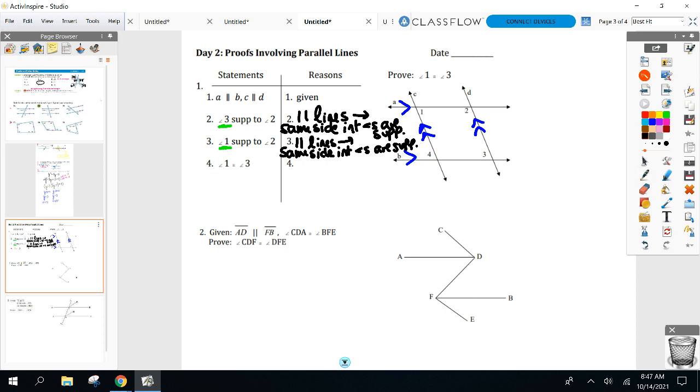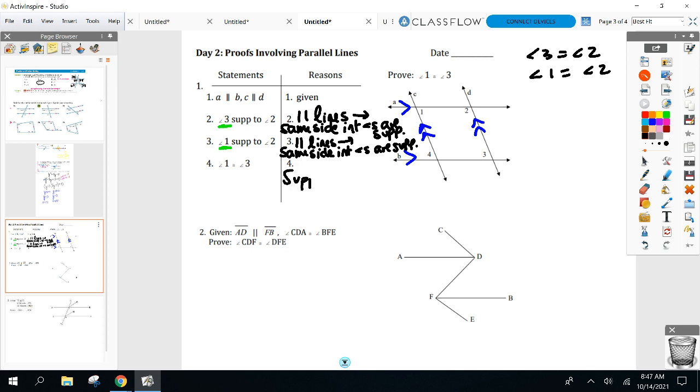So why can't we do substitution? Substitution's only for equal quantities, and I don't have any equal quantities up here. If I do 3 equals 2 and 1 equals 2, yeah, we can do 1 equals 3 by substitution. But that's only for if things are equal. These are supplementary. I can't do it for words.